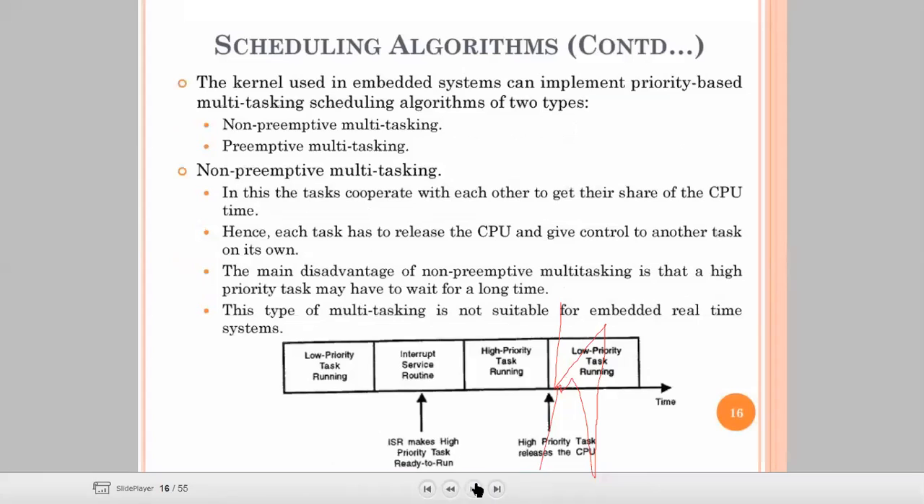Scheduling algorithms. The kernel used in embedded systems can implement a priority-based multitasking scheduling algorithm. These algorithms are of two types, non-preemptive and preemptive. Already I told you. Here, non-preemptive multitasking and preemptive multitasking.